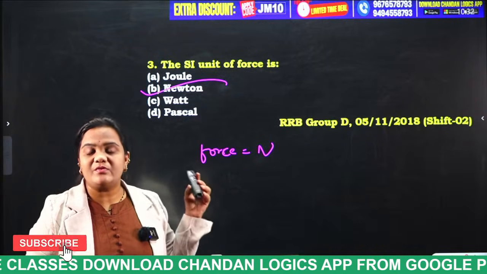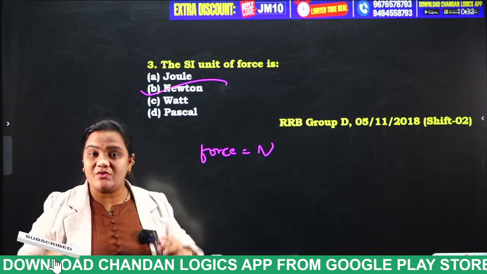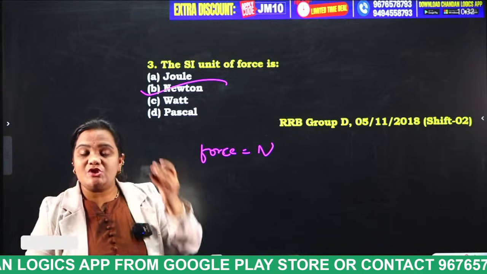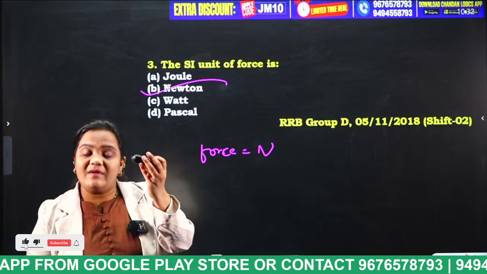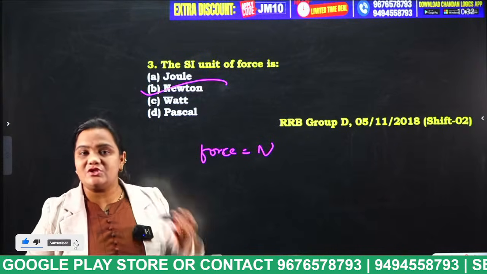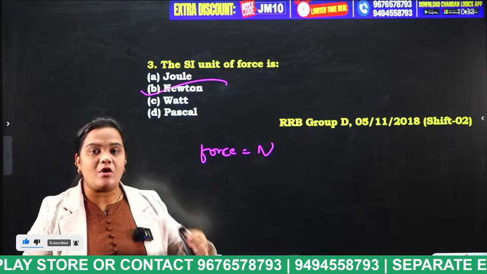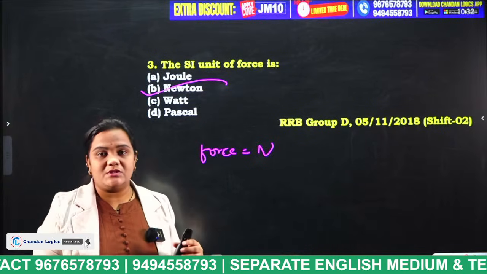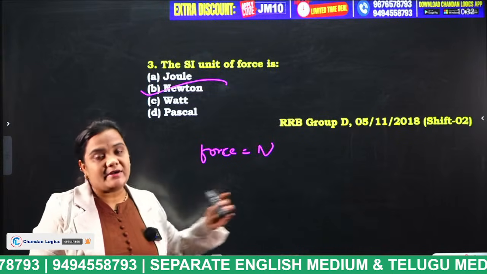The next example is non-contact forces. The best example for non-contact force is gravitational force. Even though there is no contact between the body and the Earth, the body will always be attracted by the gravitational pull, and that force is known as non-contact force. Even magnetic force is also known as non-contact force.